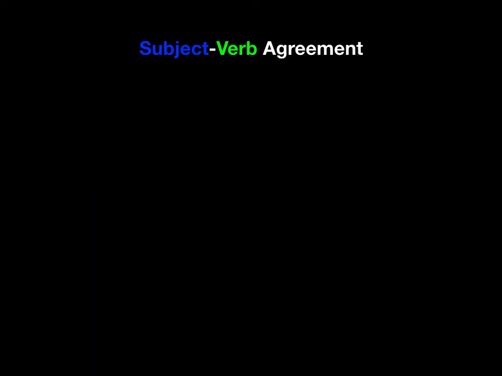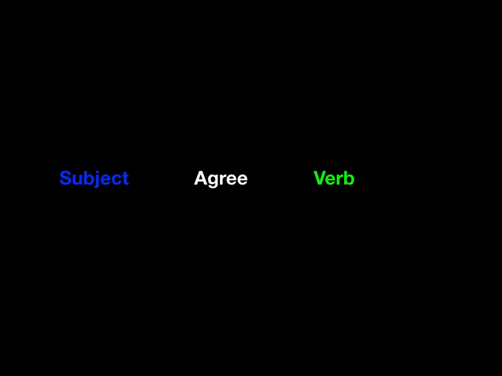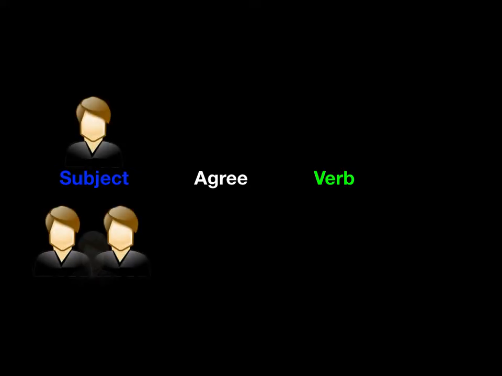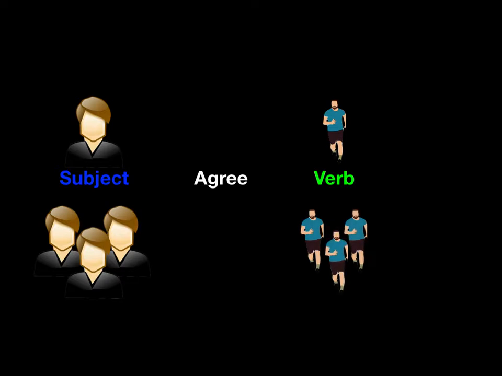Now that we can identify subjects and verbs within sentences, let's discuss problems that arise with subject-verb agreement. We need to be sure that our subjects actually agree with our verbs. A subject can be singular, or a subject can be plural. Similarly, a verb can be singular or plural. So we need to ensure that if we have a singular subject, we have a singular verb form. If we have a plural subject, we should have the plural verb form.